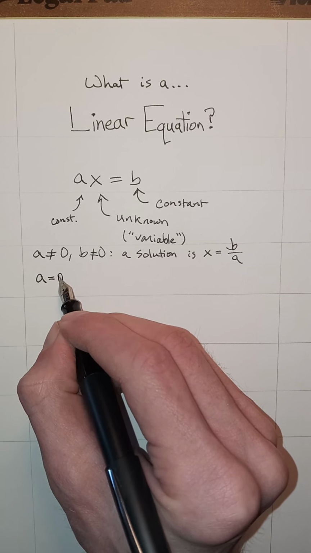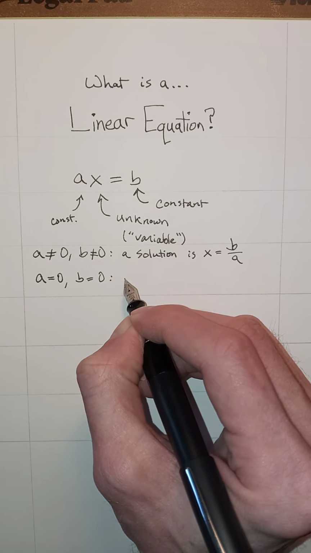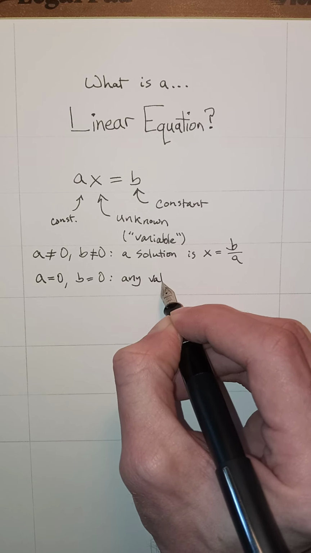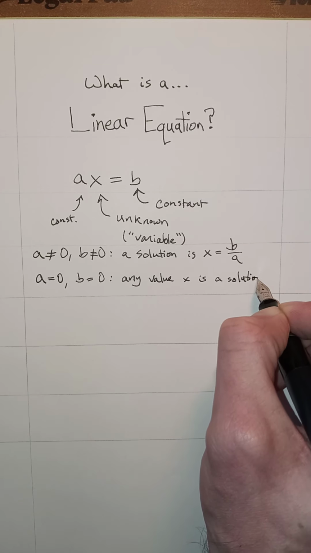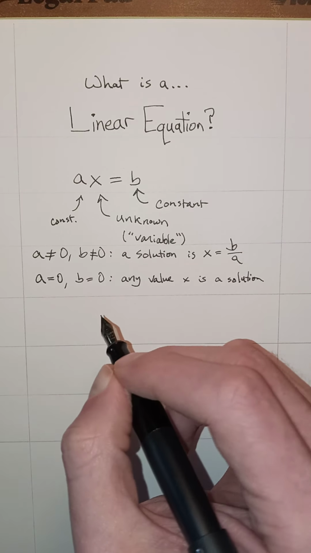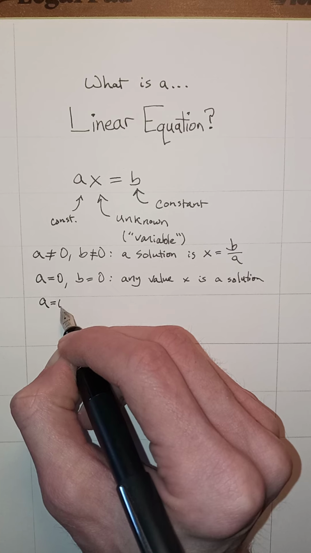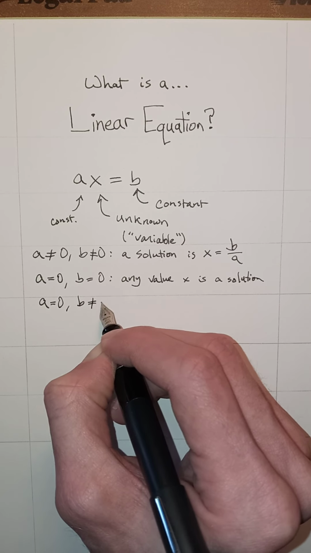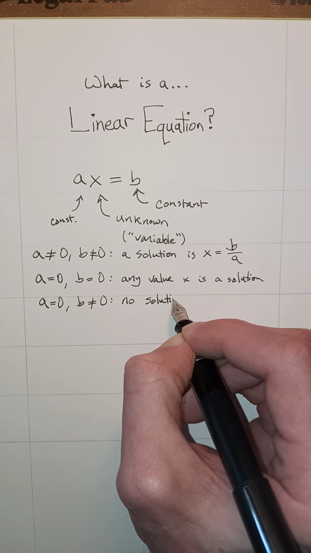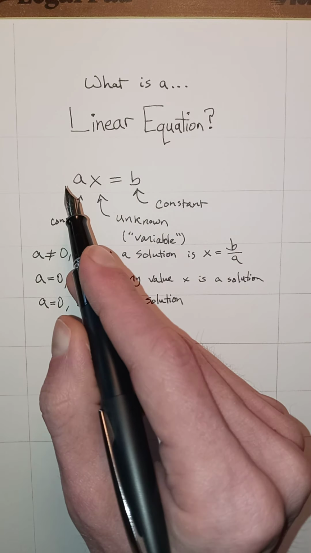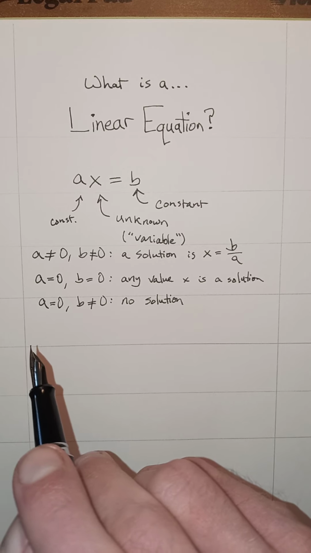But if a is 0, we have two cases. Because b could be 0, then any value of x is a solution. Right? 0 times x is equal to 0. That's always true no matter what x is. The tricky bit is when a is 0, but b is non-zero, then there is no solution. There's no possible x such that x times 0 is a non-zero. It's the facts of life.